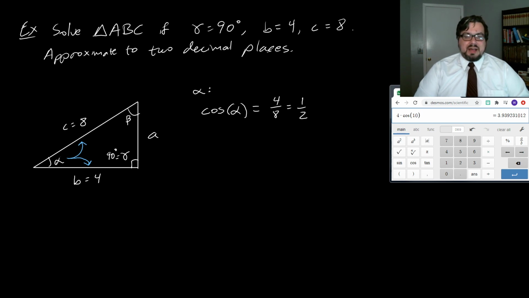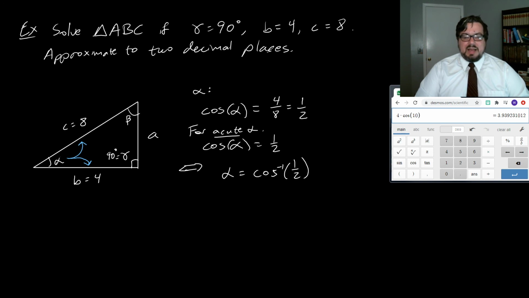So what we know is that cosine of alpha is equal to 4 over 8, which is 1/2. So that means that we want to know what alpha is. Well, this is where the inverse trig functions come in that we talked about briefly before. For acute alpha, cosine of alpha equaling 1/2 is the same thing as saying that alpha is equal to inverse cosine of 1/2, where this inverse cosine is, for the moment, a function on the calculator. We're going to look into it more later on.